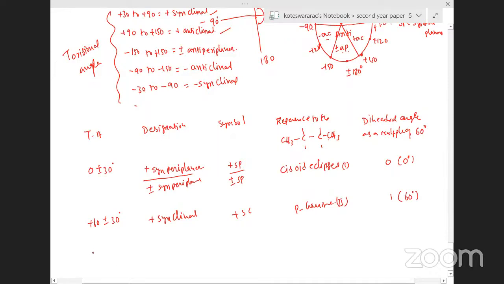If you take 120 plus or minus 30, that is the torsional angle, plus 120 plus or minus 30. This is called anticlinal. The symbol is plus AC. It is with reference to the two methyl groups, the 120 degrees eclipsed structure. It is the third structure in the previous representations. It is a multiple of 2, that is 2 into 60, 120 degrees.